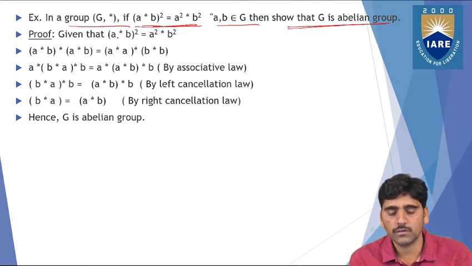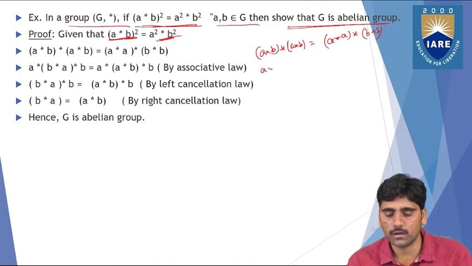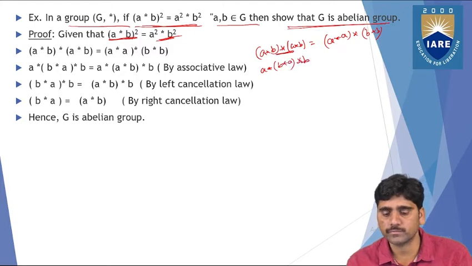So first of all, you can take (a * b) square, which equals (a * b) * (a * b) from the left side. And similarly, from the right side, a square * b square. So you can rewrite it as a * a * b * b. From here, a * (b * a * b) on the left, and similarly a * (a * b * b) on the right.